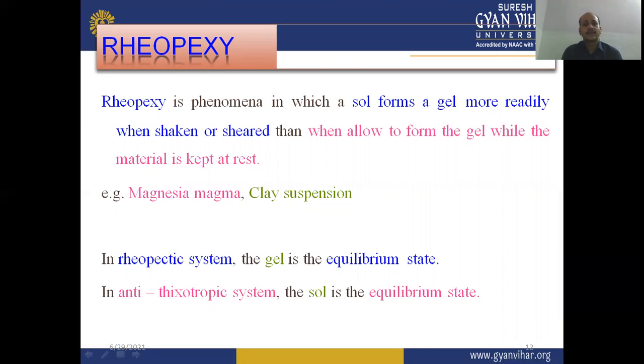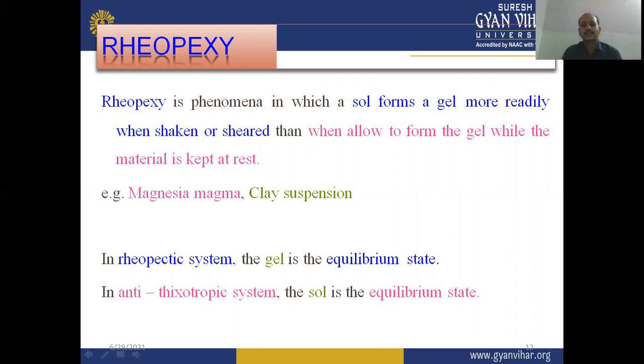Now the next is rheopexy. So what is rheopexy? Rheopexy is a phenomenon in which a sol forms a gel more readily when shaken or sheared than when allowed to form the gel while the material is kept at resting condition, like magnesia magma or clay suspension. In a rheopectic system, the gel is in the equilibrium state.